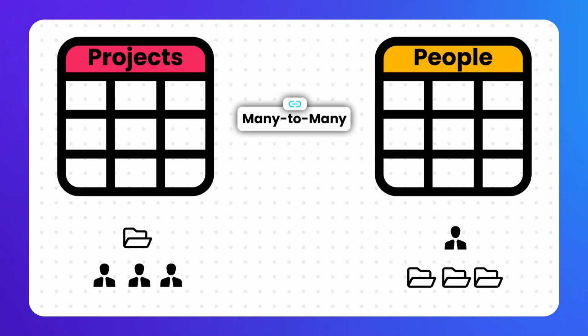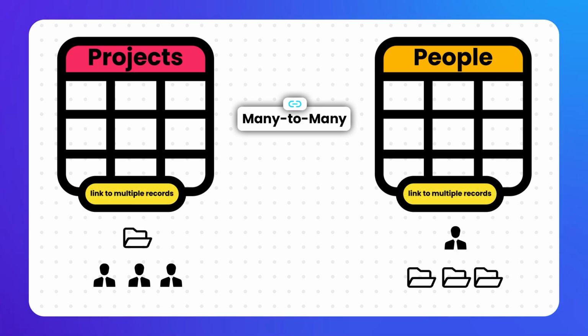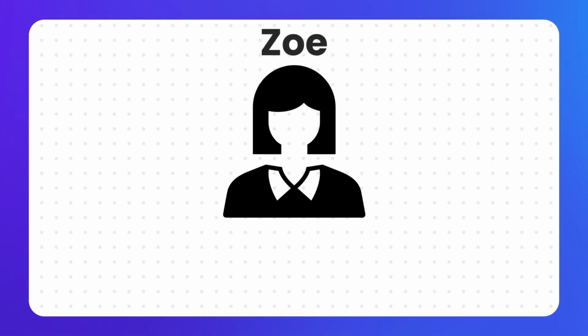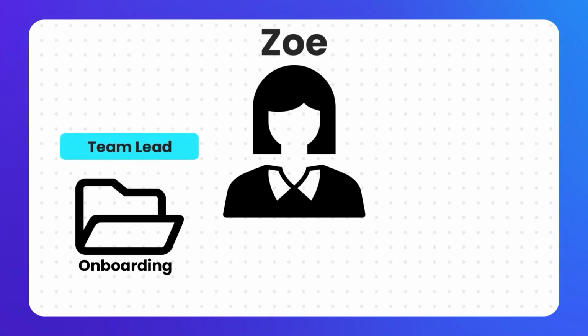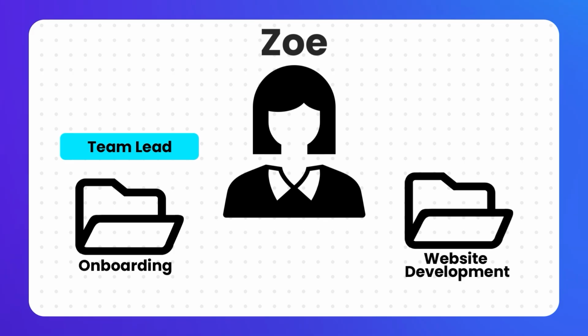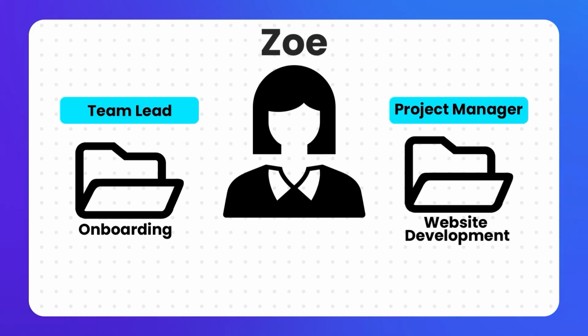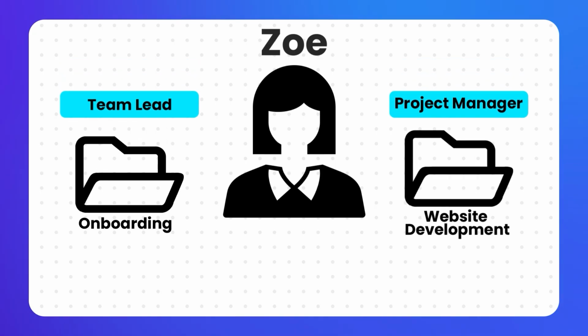Now, you could easily set this up in Airtable by making sure that both tables allow linking to multiple records. But here's where the problem happens. Let's say that Zoe's currently working on two projects. On the onboarding project, she's acting as the team lead. But for the website development project, she's acting as the project manager. Well, where do we store that information about her role on a particular project?